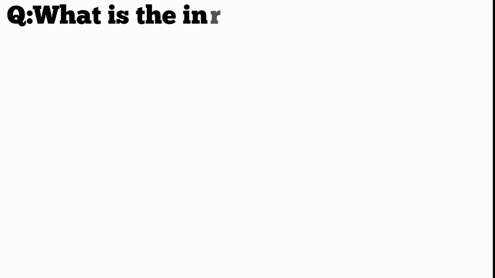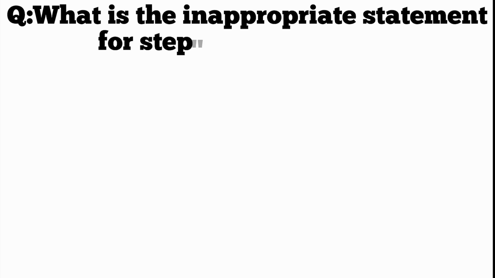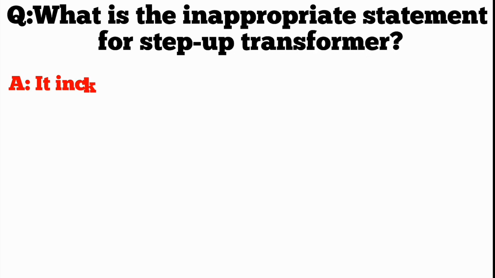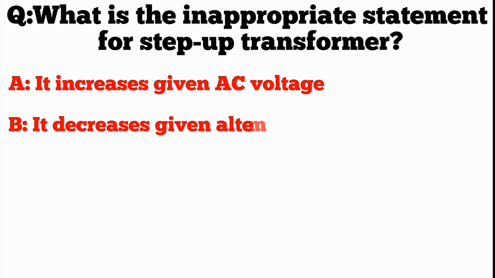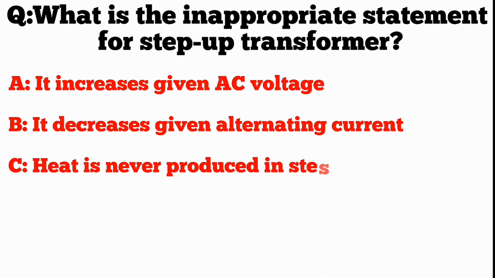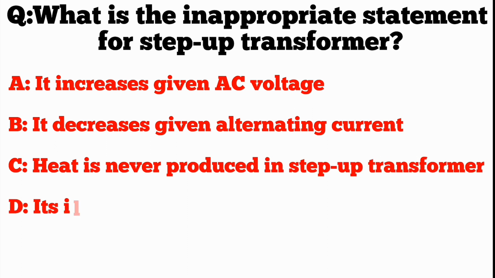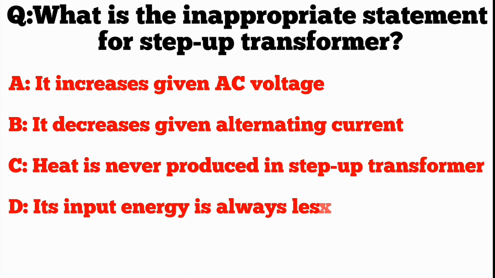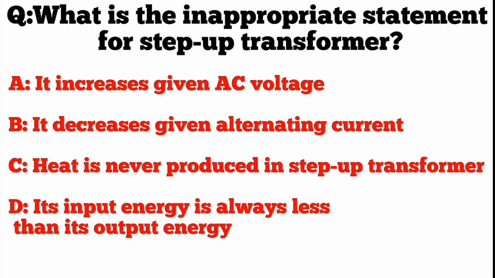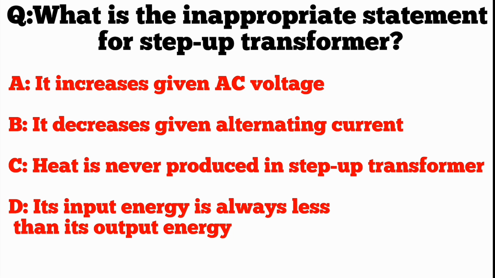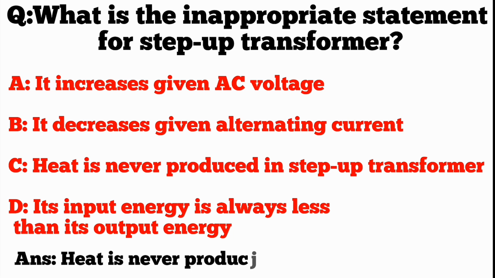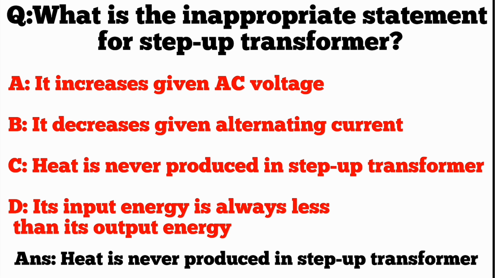Q. What is the inappropriate statement for step-up transformer? A. It increases given AC voltage. B. It decreases given alternating current. C. Heat is never produced in step-up transformer. D. Its input energy is always less than its output energy. Ans. Heat is never produced in step-up transformer.